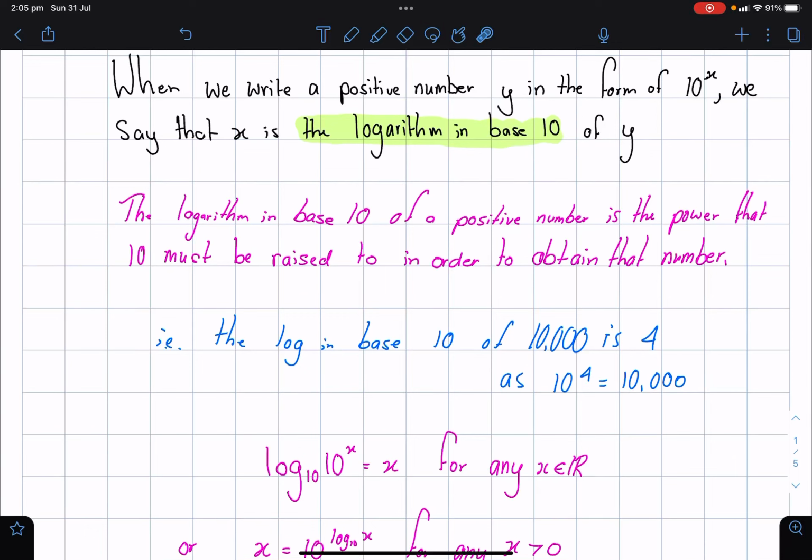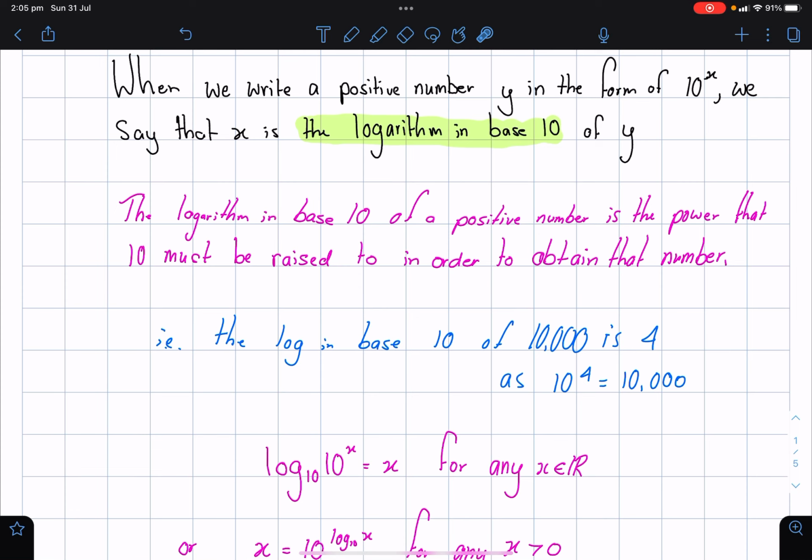So today we're actually going to start looking at something called a logarithm. Now, when we write a positive number, y, in the form of 10 to the power of x, we say that that value x is the logarithm in base 10 of y. So the logarithm in base 10 of a positive number is the power that 10 must be raised to in order to obtain that number.